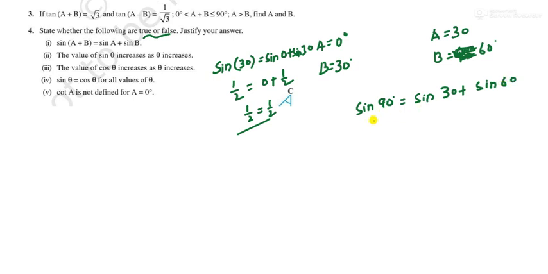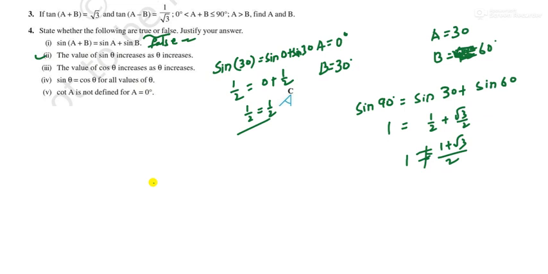So on solving this, sine 90 is how much? 1, and sine 30 is 1 by 2, and this is root 3 by 2. So RHS is (1 plus root 3) by 2. So this is not equal to 1, therefore this is false. Okay, I hope you have understood. Moving to question number 2.